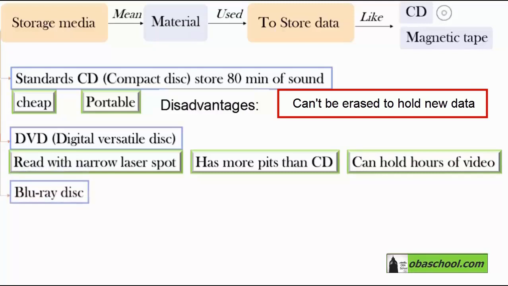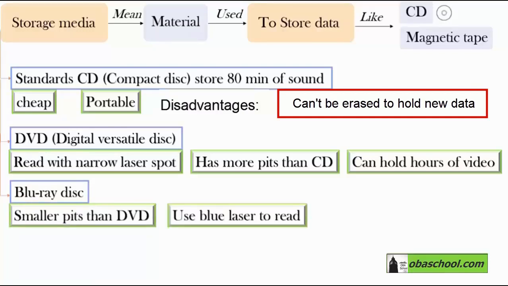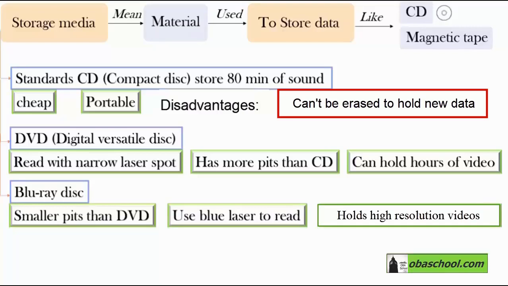Now let's move to the Blu-ray disc. The Blu-ray disc has smaller pits than a DVD. And it uses a blue laser to read the data of the disc. And finally, it can hold high-resolution videos, so its capacity is even larger than the DVD.